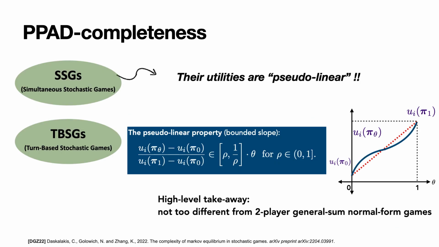On a high level, the pseudolinear property gives us a way to view turn-based games and simultaneous games as not being too different from general-sum normal form games. And consequently, we can establish their complexity similarly as people do for general-sum normal form games. It is worth mentioning that a concurrent independent work by Costis, Noah, and Kai-Ching further established the hardness result for two-player turn-based games.